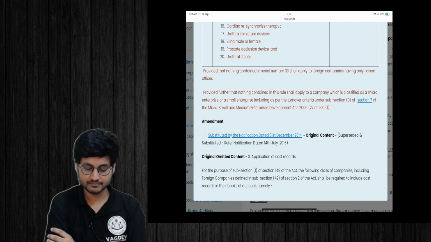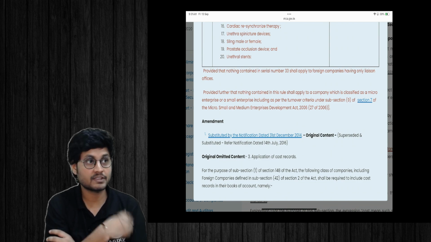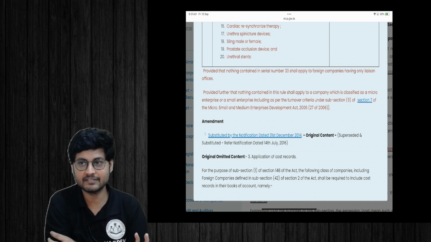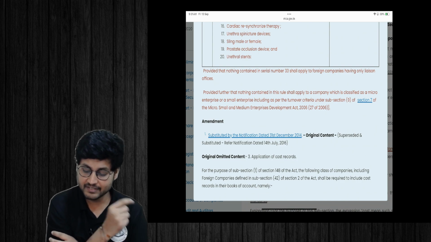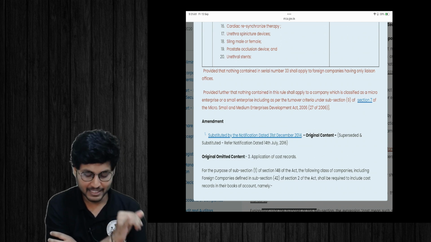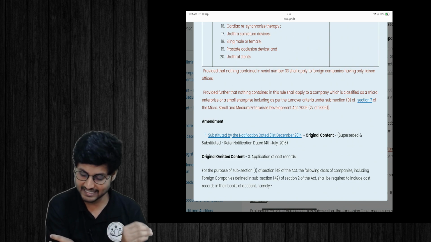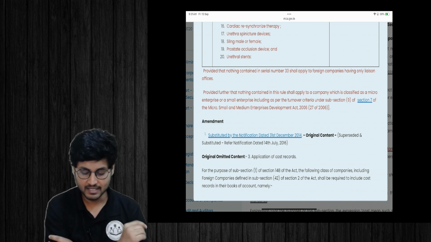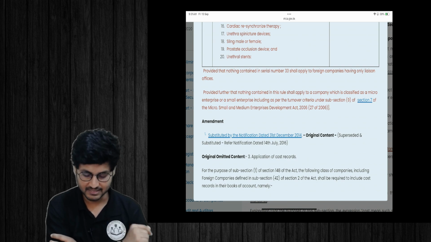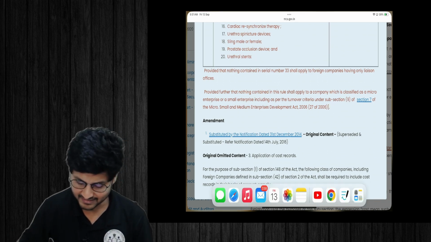Provided further that nothing contained in this rule, under rule number 3, shall apply. Rule number 3 is not applicable. When nothing contained is given, it is not applicable only. So rule number 3 is not applicable to a company which is classified as a micro enterprise or small enterprise, as per the turnover criteria of section number 7 of the Micro, Small and Medium Enterprises Development Act, MSMED Act. Let me write this.